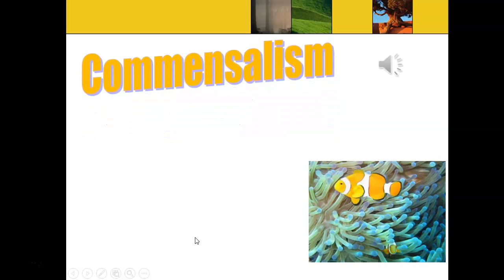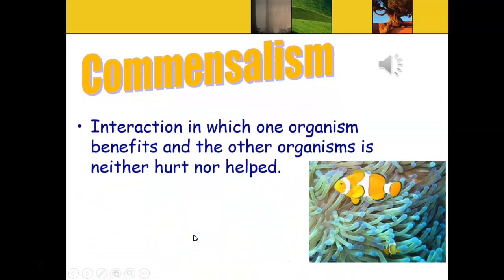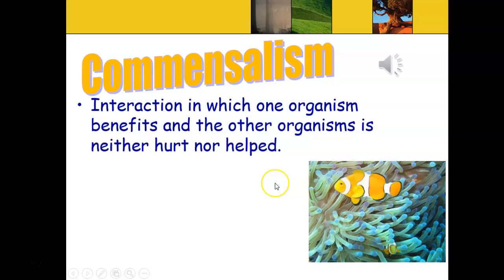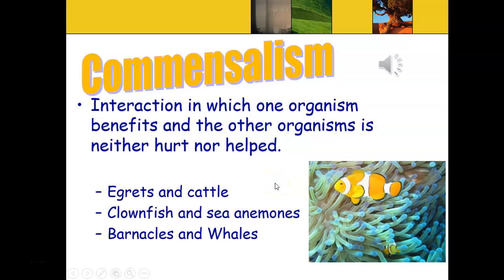And then last is commensalism. Commensalism just refers to the interaction in which one organism benefits and the other organism is neither helped nor harmed. Basically, the other organism could care less. The best example of this are barnacles and whales. Barnacles sit on the surface of whales, and as the whale swims through the water, water flows through the barnacle and it's able to filter feed and get the nutrients that it needs.